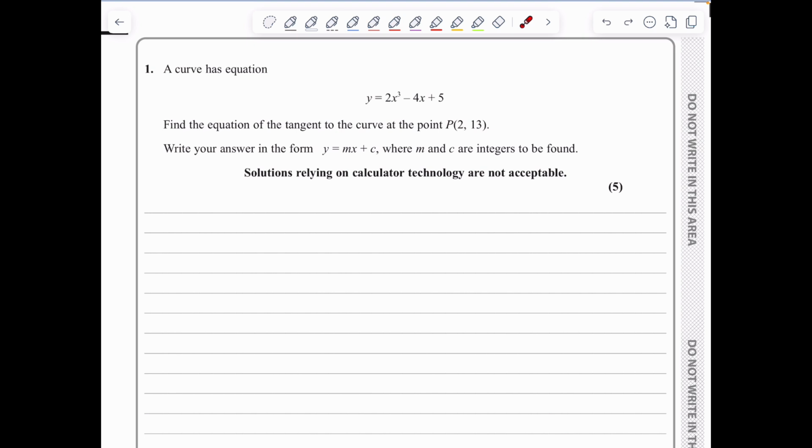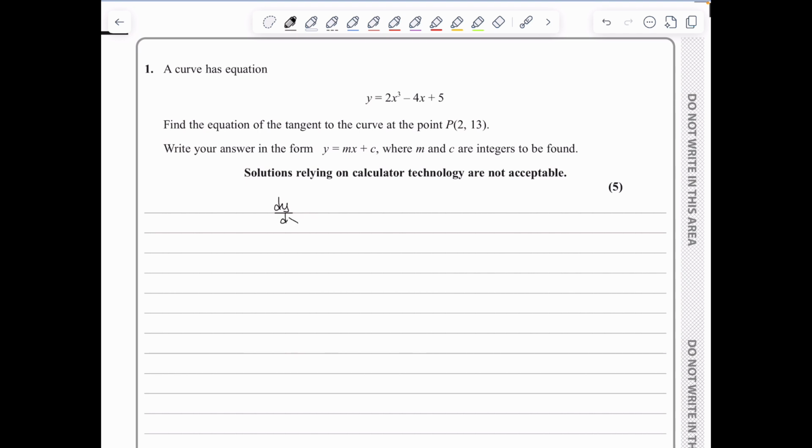In question 1, we've got the curve with equation y = 2x^3 - 4x + 5, and we need to find the equation of the tangent to the curve at the point P with coordinates (2, 13), and we need to give our answer in the form y = mx + c, where both m and c are integers to be found. Well, I will start by finding an expression for dy/dx.